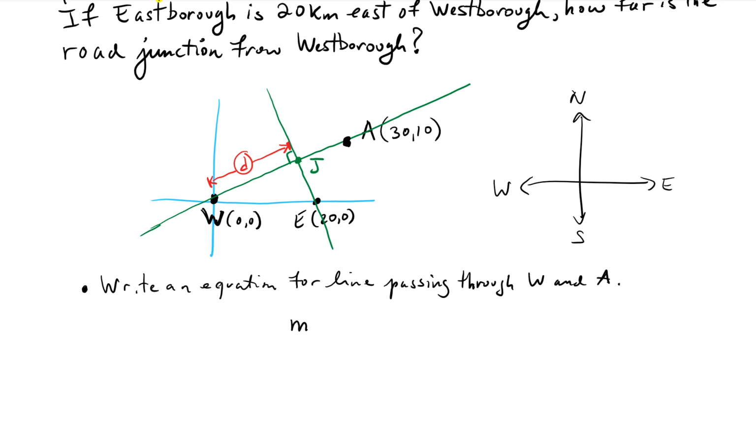So for that line, I need the slope, right? So I'm going to do delta y over delta x. So 10 minus 0 over 30 minus 0. So that's easily 1/3. And it goes through 0, 0. So the y-intercept is 0. So the equation of the line is simply y equals 1/3 of x.